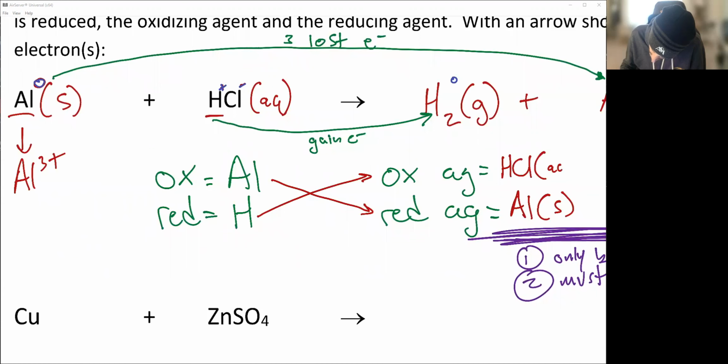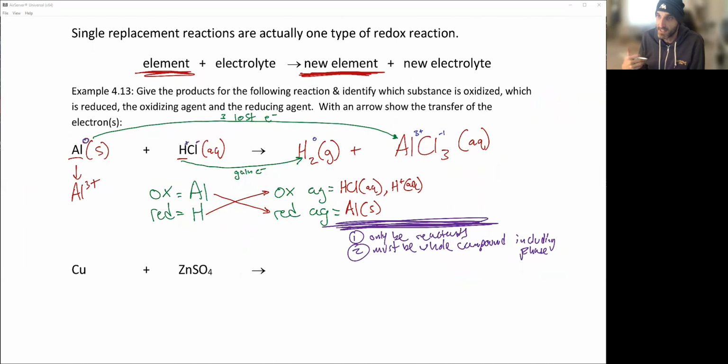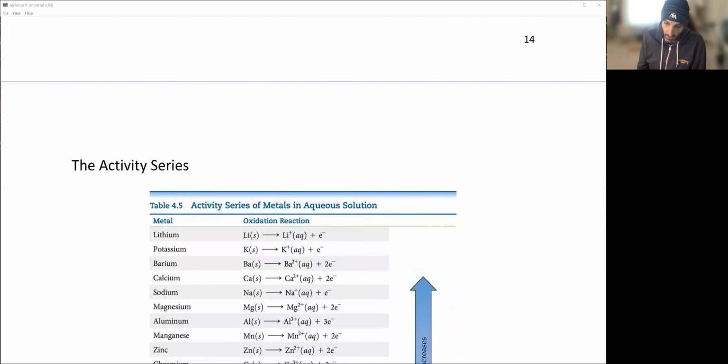HCl aqueous is considered the oxidizing agent. Or another way of saying it, because if we wanted to just ignore the chloride because it doesn't change, we could say the H+ ion is considered, but either one would be correct for the most part. Again, the oxidizing and reducing agent must be the reactant only and must be the compound including the phase. So do the same thing, exchange the metals in these cases, and write the products.